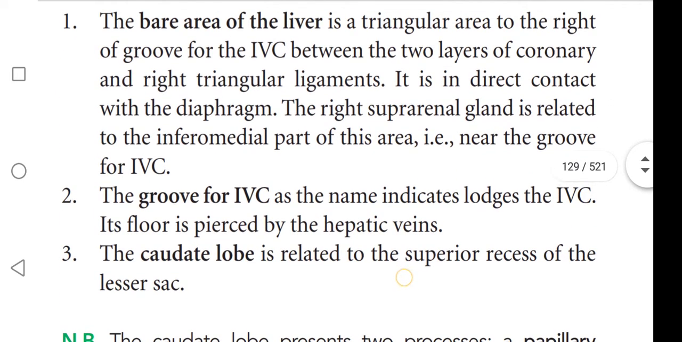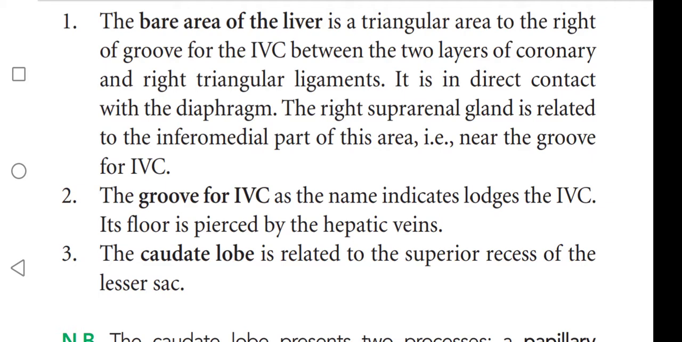Next, the groove for inferior vena cava, as the name indicates, lodges the inferior vena cava. Its floor is pierced by the hepatic veins.